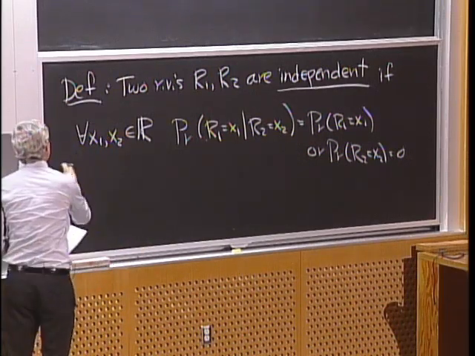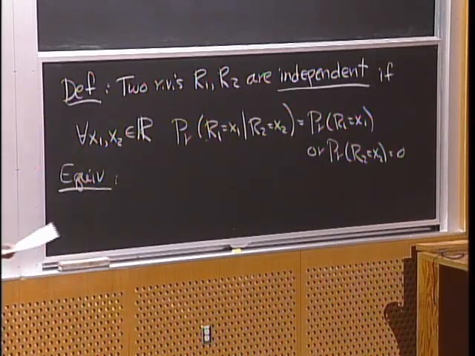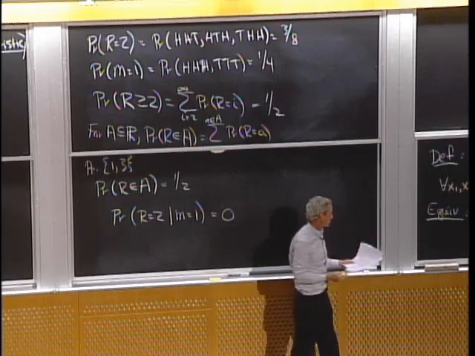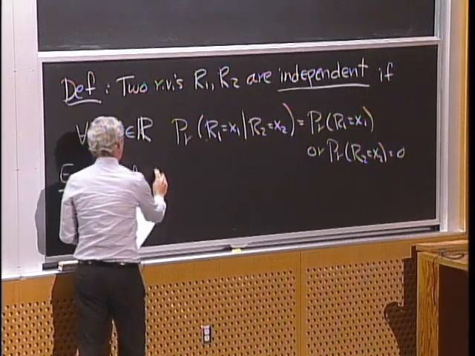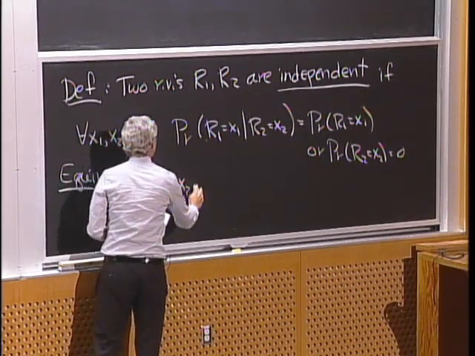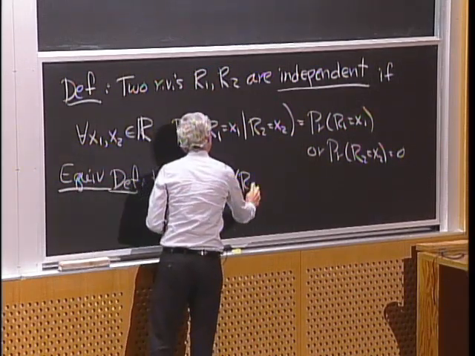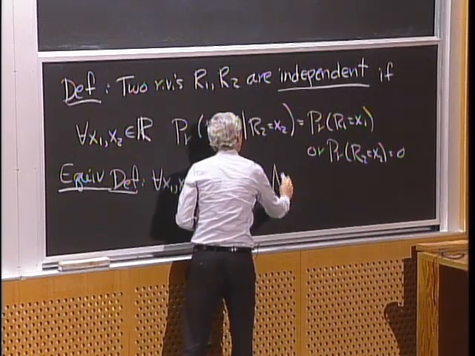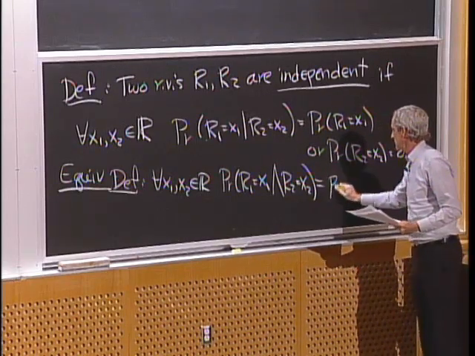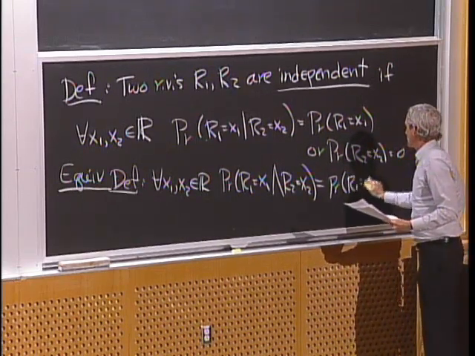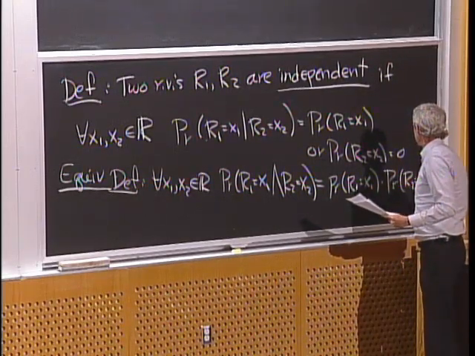And there's an equivalent definition, and we're going to use these interchangeably. Just as there were 2 definitions for independence of events, there's the product form. So the equivalent definition says for all x1 and x2 in the real numbers, the probability that R1 equals x1 and R2 equals x2 is simply the product of those probabilities. Probability R1 equals x1 times the probability R2 equals x2.